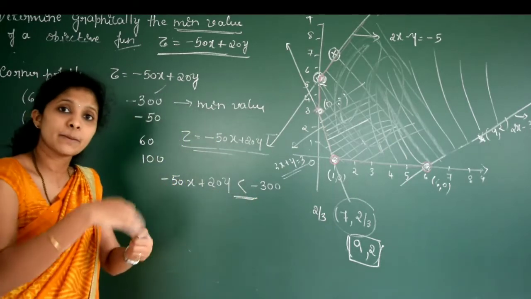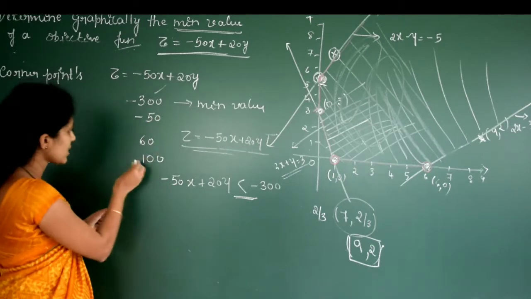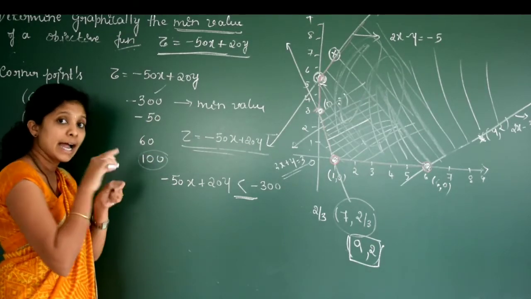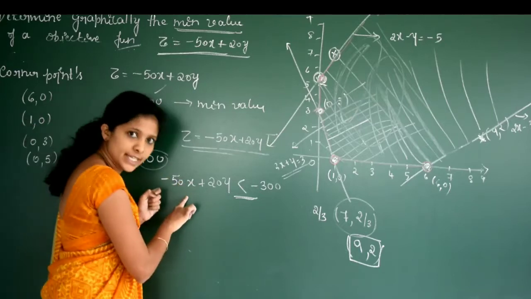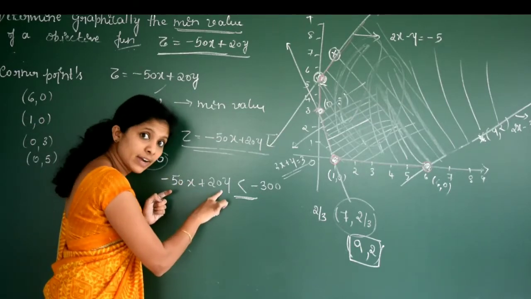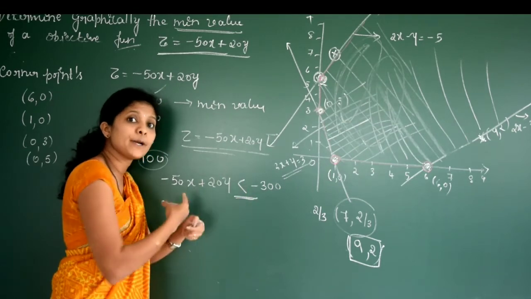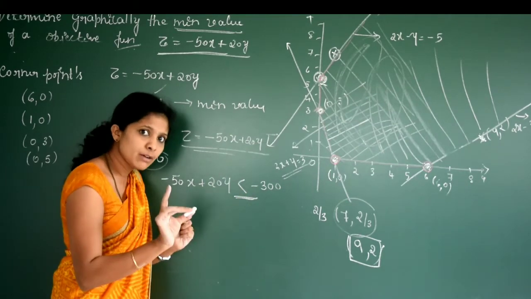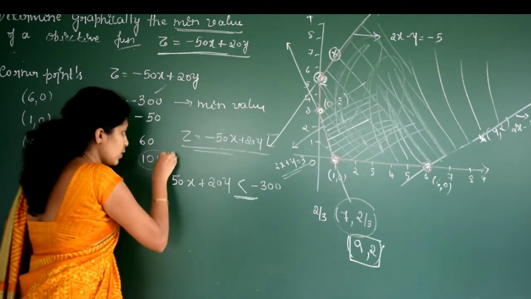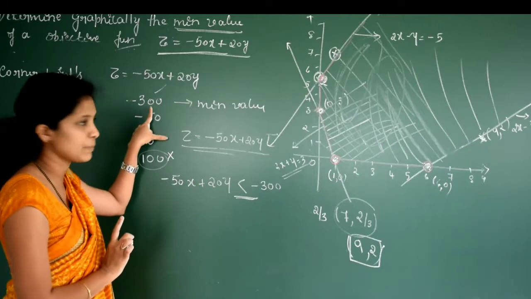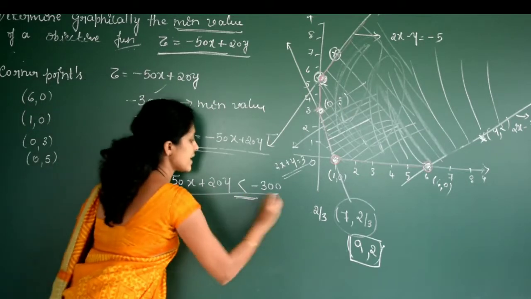If you are finding the maximum value, then here you can see 100 will be the maximum value. At that time you have to take minus 50x plus 20y greater than 100. Is it clear? It depends on the maximum and minimum value. Here we are not concentrating on this one. We are concentrating only on the minimum value, so it will be minus 300 less than this.